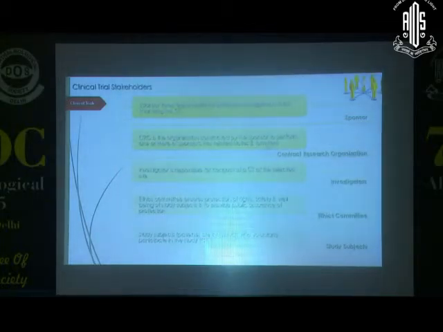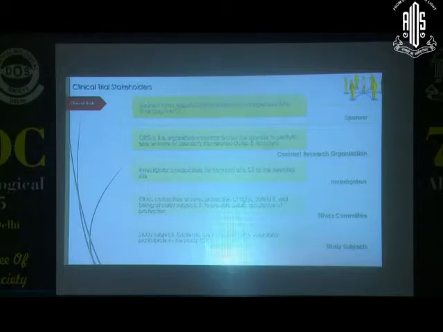Another important fact is to understand the various stakeholders in a clinical trial. So you have sponsors, you have contract research organizations, you have the investigators, you have the ethics committee, and the study subjects. Just to define them briefly, the sponsor is one who takes the responsibility for initiating, managing, and financing a clinical trial. So what is a contract research organization? A CRO is an organization contracted by the sponsor to perform the various activities related to a trial.